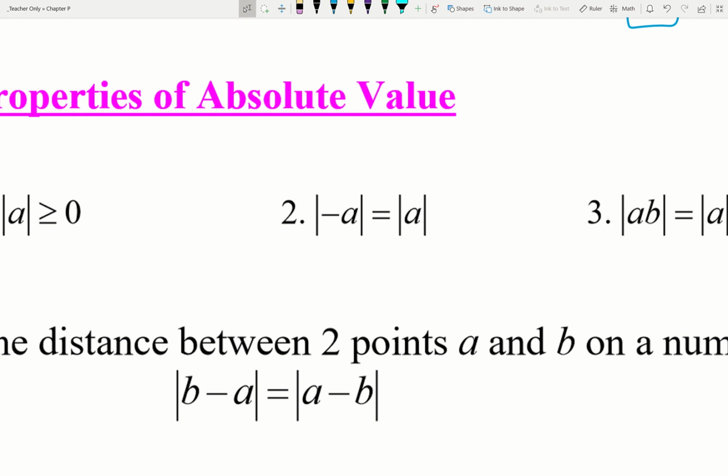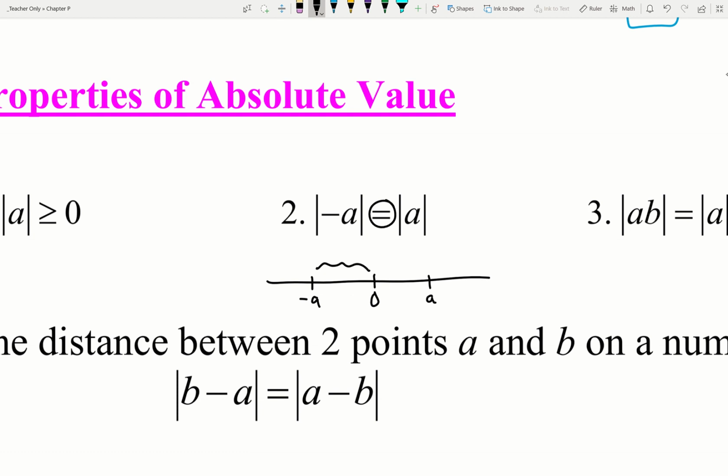Okay. This next one talks about distances as well. It talks about how if you've got a number line and you've got 0 there, if you've got negative a and positive a, it talks about how those distances are equal to each other. It's the same distance to get from negative a to 0 as it is to get to positive a from 0.